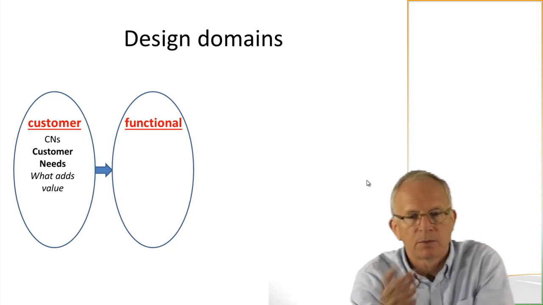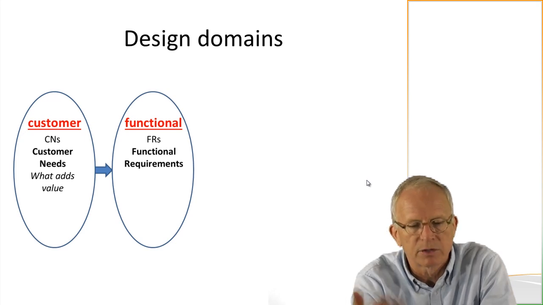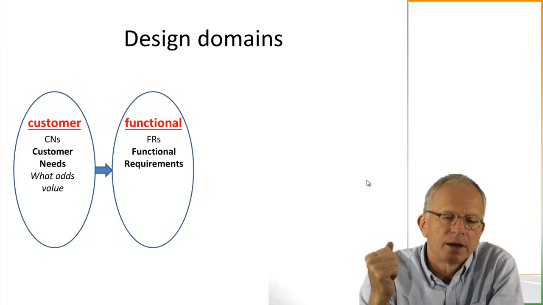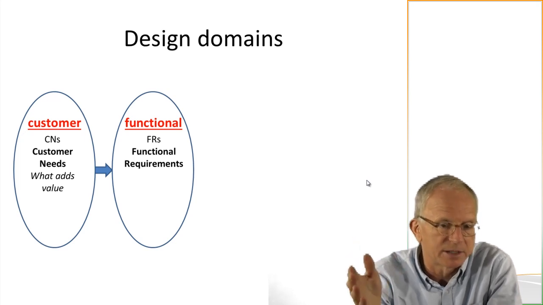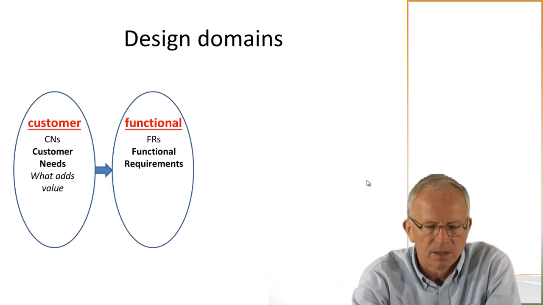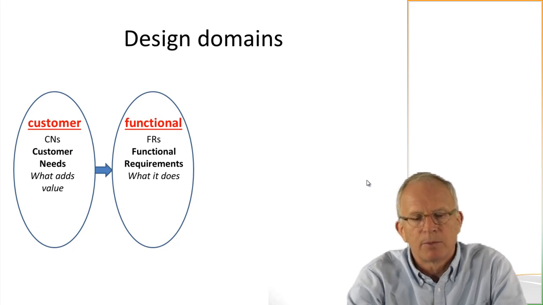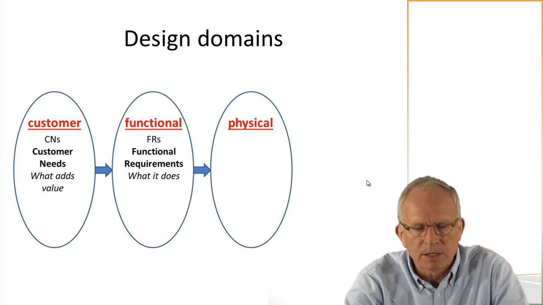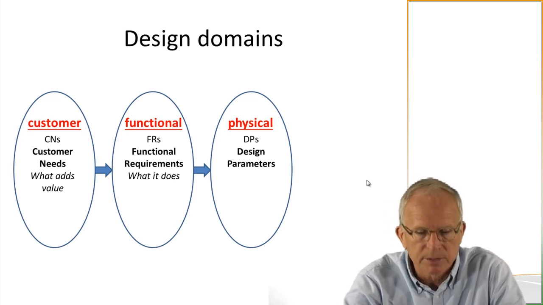The next design domain that we'll consider then is the functional domain. Now the elements of the functional domain are the FRs, or the functional requirements. Now you want to become conversant with these abbreviations. So you'll need to memorize CNs and FRs because we'll be using those over and over again. The functional requirements, the FRs, describe what the design does. The next domain we consider, and these build on each other, is the physical domain. The elements of the physical domain are the design parameters, or DPs.